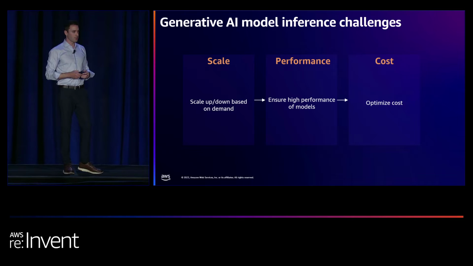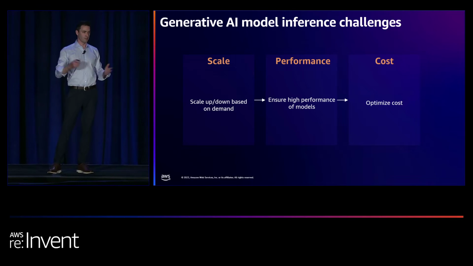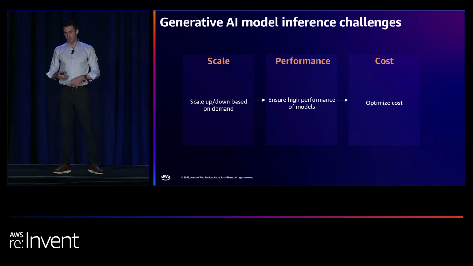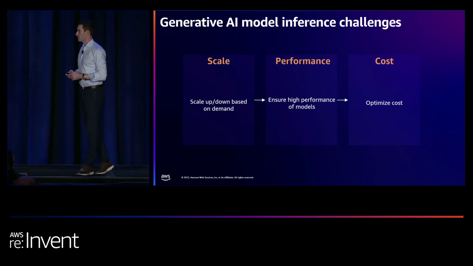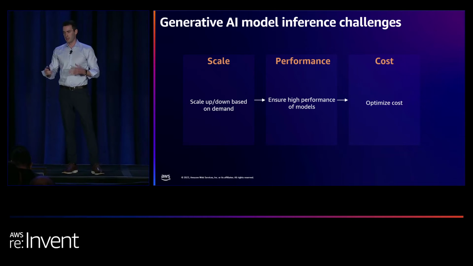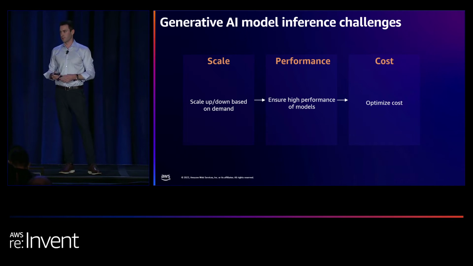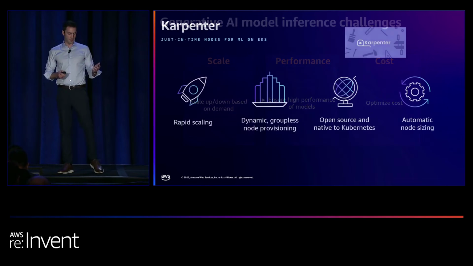And cost, especially again for a successful application where you might be running it over the long term, inferencing might account for up to 90% of the overall costs, because once you have a relatively successful model, you might only need to train every now and then to fine-tune it, but most of the cost is going to come from inferencing. How does EKS help here?